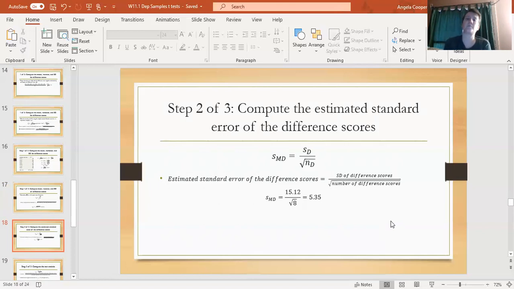Okay, so the standard deviation of the difference scores is 15.12 divided by the square root of the number of difference scores. Again, the number of difference scores we have is just the same. It's 8. So 15.12 divided by the square root of 8. That gives us the estimated standard error of the difference scores equal to 5.35.